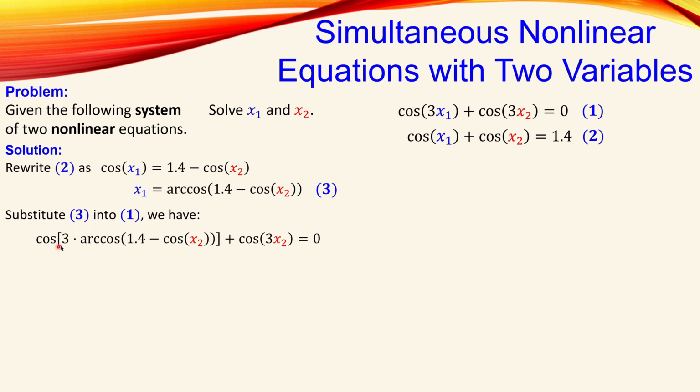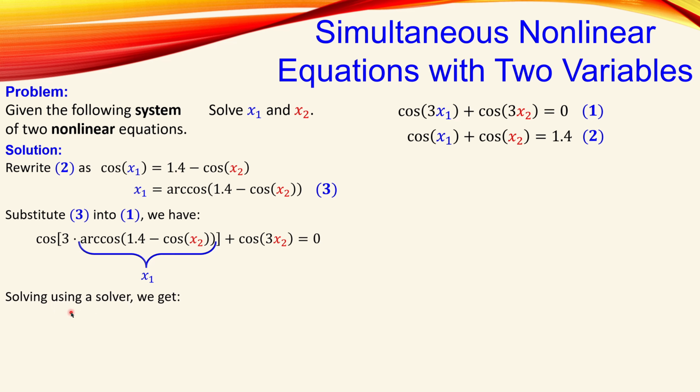You see the cosine of 3 times this long expression, which is from equation number 3, and that is actually x1. And then the second part of equation number 1, which is the plus cosine 3 times x2. Now we have an expression which is only a function of x2, so one variable, and we can solve this not by hand, but we can work it out using the graphing calculator or MATLAB in a minute. So we can say solve this using a solver.